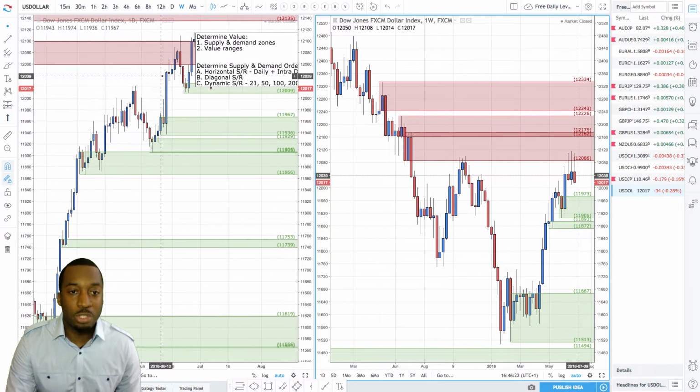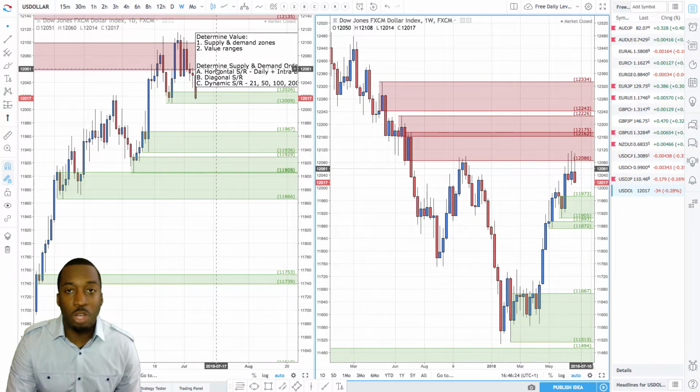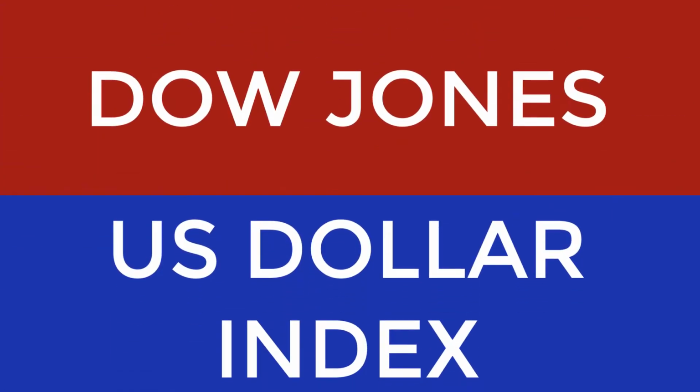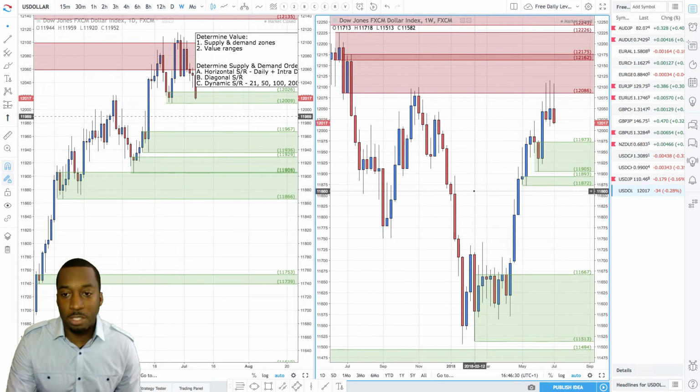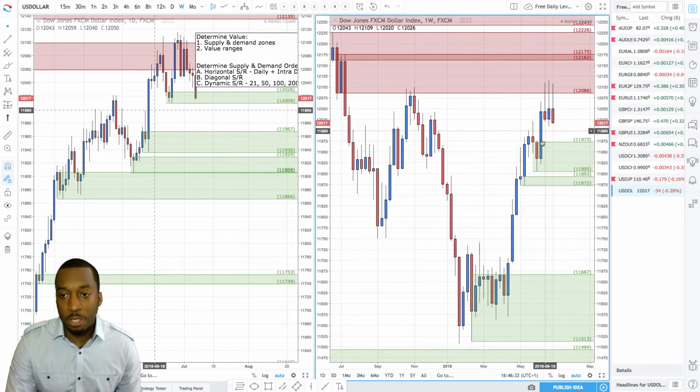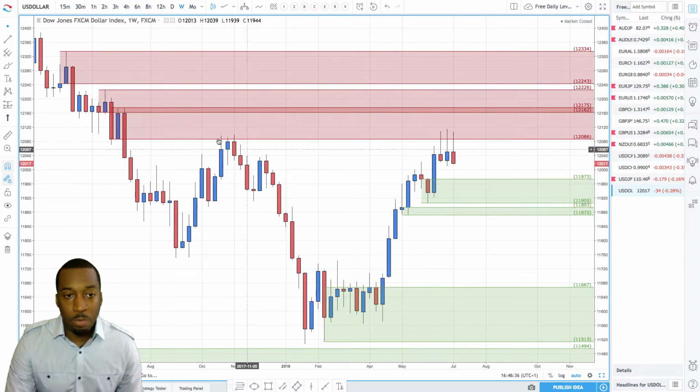So let's get into the analysis, and we're going to start off on the Dow Jones Dollar Index. Let's look on the right hand side of the chart, the weekly first, and you can pretty much see we've come up into this supply zone here, and we've put in 1, 2, 3 of these pin bar type candles. This is a very bearish sign.